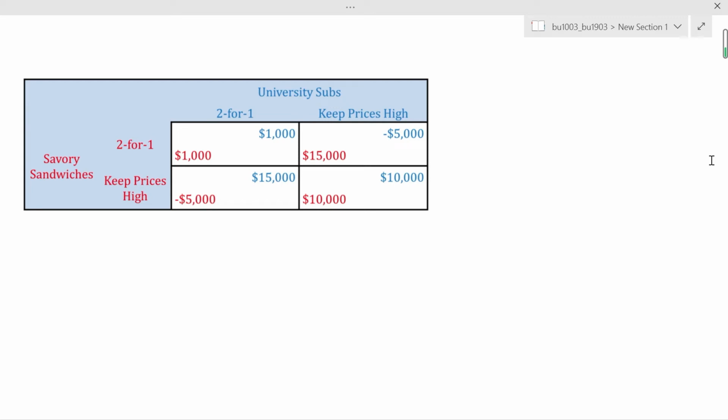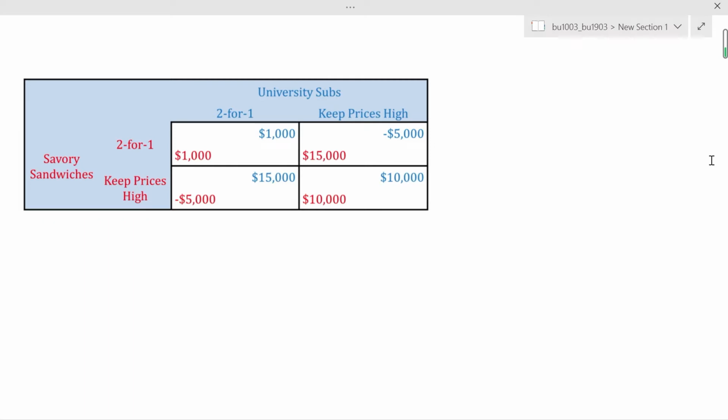Okay, we have two shops, University Subs and the Savory Sandwiches. They compete with each other in the market, and they have two actions: whether they want to use a two for one action, or they want to keep prices high. And the figures in the cells are payoffs associated with different action profiles, or strategy profiles.